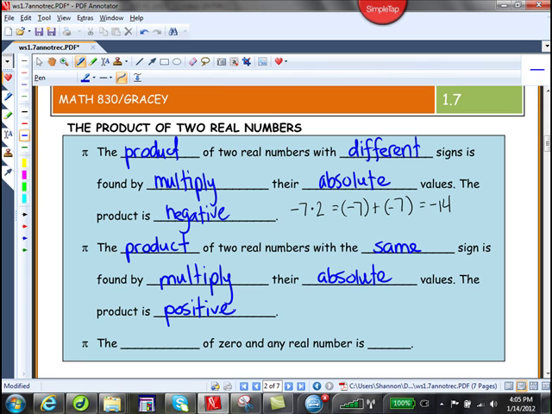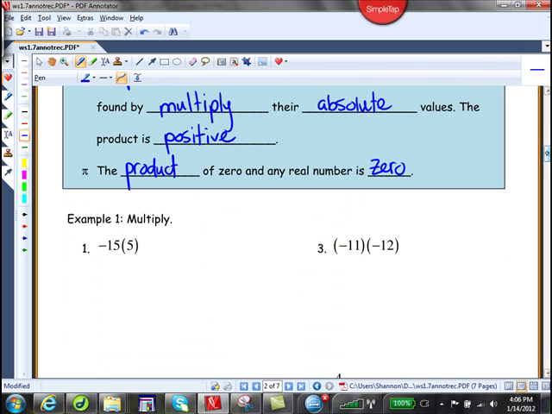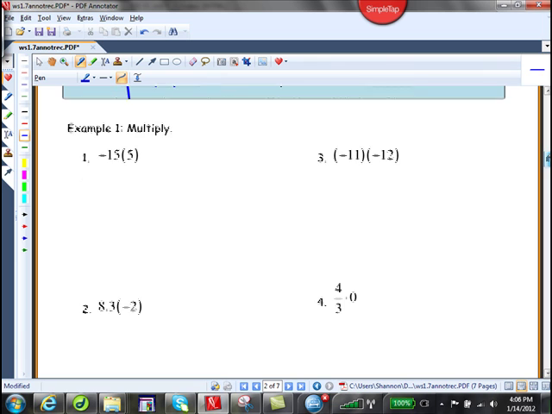So the product of 0 and any real number is 0. Okay? So here we go. Pause the movie and do these multiplications using the rules learned above. Ready? On your mark, get set, go!